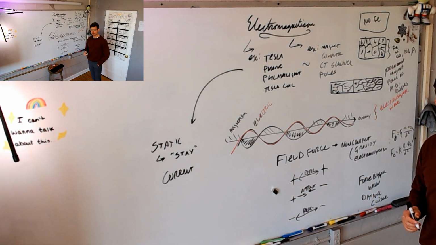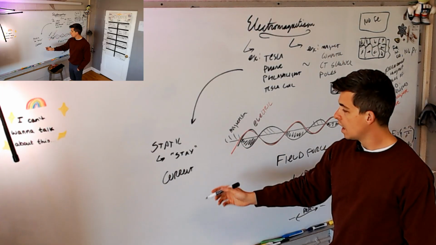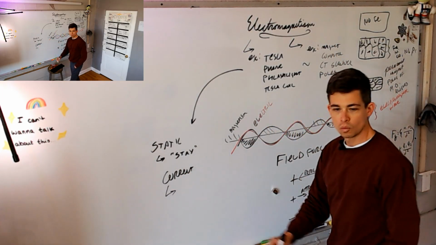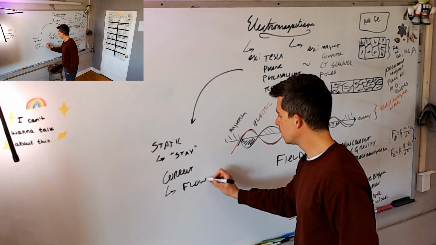So when you shock each other, is that static? Yeah, static discharge is lightning. Okay, so what's current electricity? What's current electricity then, and how is that different? Yeah, okay, it's when the electrons flow.